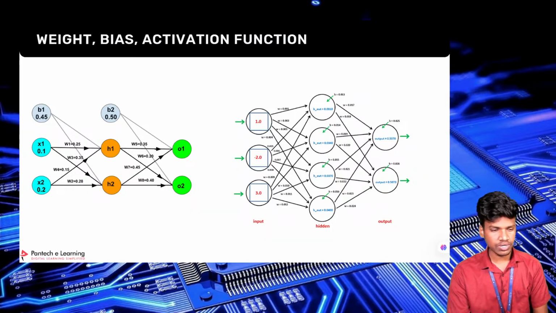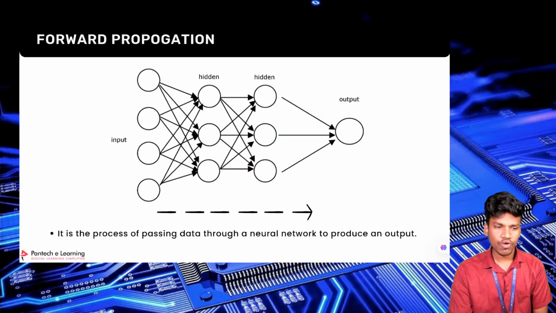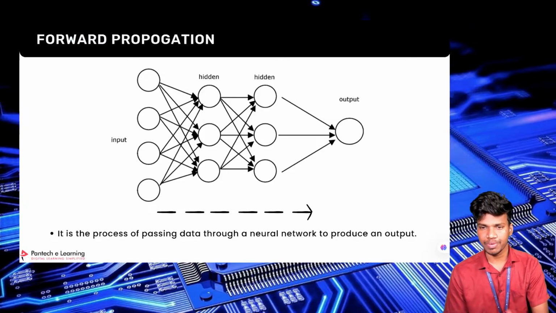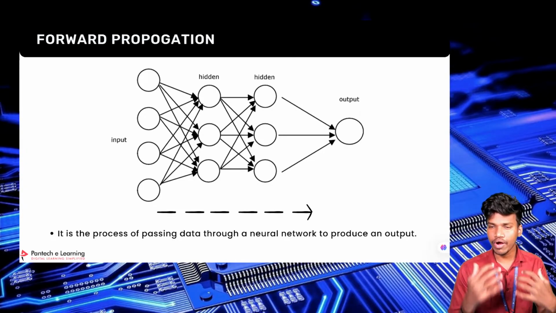Okay, so next one is forward propagation. Forward propagation means our usual work. First we have to do one kind of process, right? The input and prediction process is called forward propagation. It is the process of passing the data through a neural network to produce an output. Okay, that is our normal ordinary work.